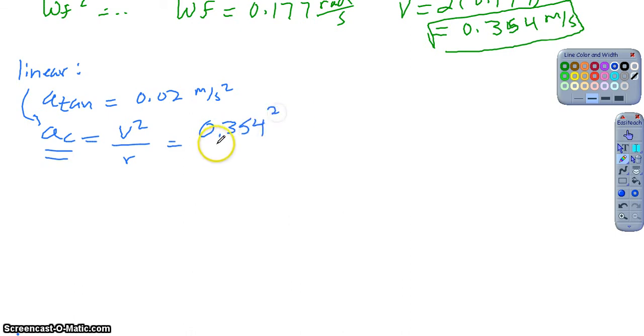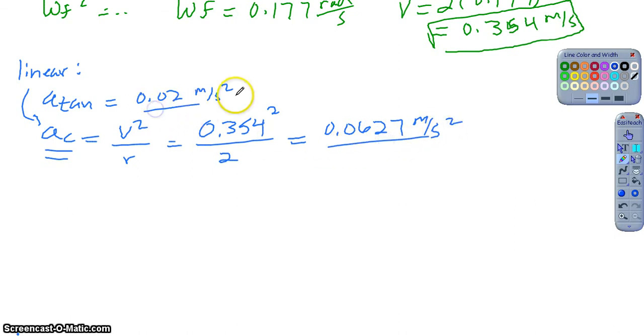Plugging this in is actually just a simple calculation. 0.354 squared divided by our radius of 2 meters. We should get our centripetal acceleration to be 0.0627 or thereabouts. So now we know our centripetal acceleration and our tangential acceleration. At point P up here, the tangential acceleration would be going off, tangent to the circle. The centripetal acceleration is going down. If I want to find my net result, and the good news is the question says we're just looking for the magnitude, so I don't have to find any angles. But to find my magnitude, I am going to have to do the Pythagorean theorem.